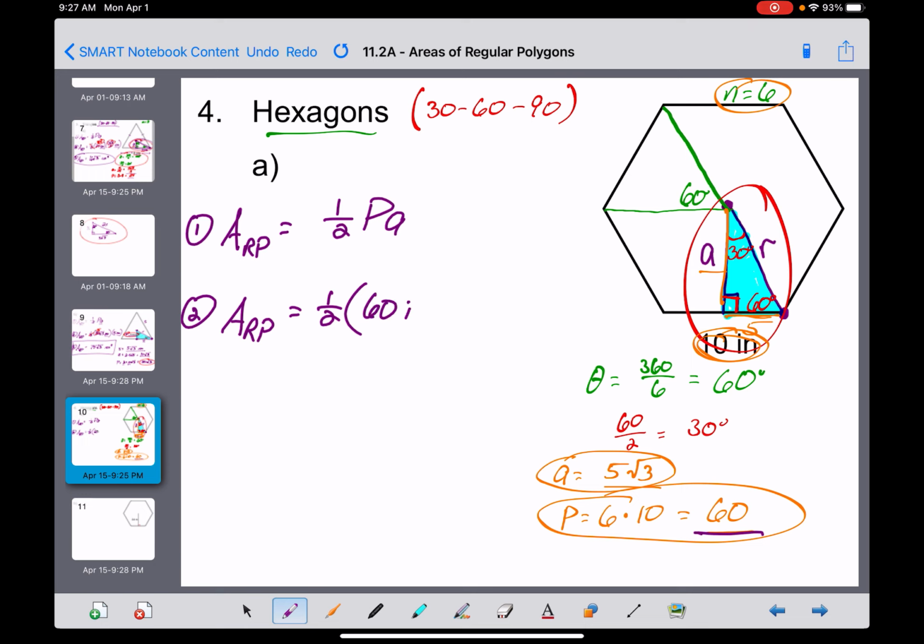Looks like everything was in inches in this problem. And the apothem, A, we came up with was 5 root 3 inches. And now let's just multiply all that out, and we should be done here.